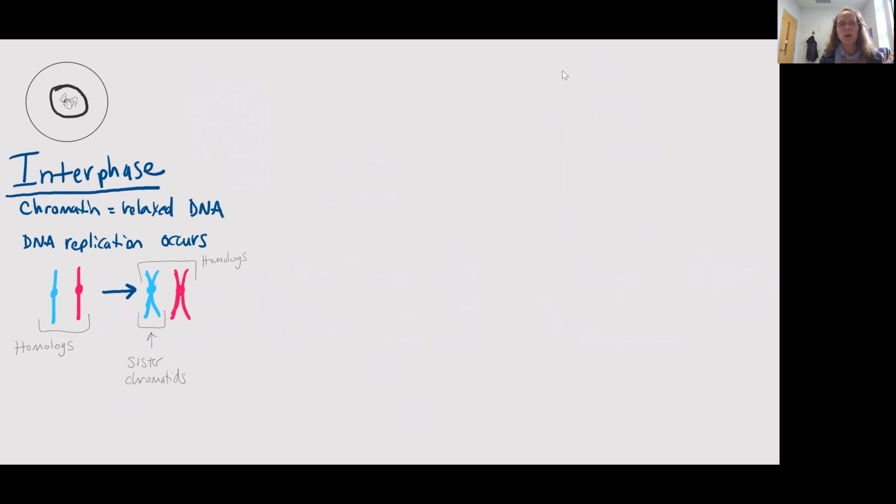Okay, so when we talked about mitosis, we did our cell cycle and we said that the cell is going to prepare for division during that phase called interphase. And that same thing is going to be true here. So the cell still goes through interphase as part of its cell cycle. In interphase, that DNA is in its relaxed chromatin form, and this is where your DNA replication is going to occur. So remember, you're going to start out with homologous chromosomes, and it's going to go through DNA replication, and you're going to end up with your sister chromatids, which are identical to each other.